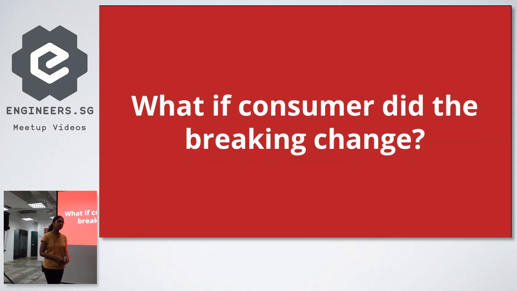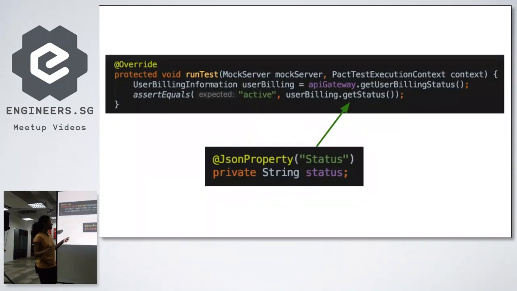But what if the consumer makes the breaking change? So let's say there was no change in billing service, but you saw the code earlier, right? User privilege service expects a capital S, correct? What if the user privilege service team did linting fixes or something, and they happen to change status from capital to small? What would happen then? Then also the pipeline will break. Correct. So two things would happen.